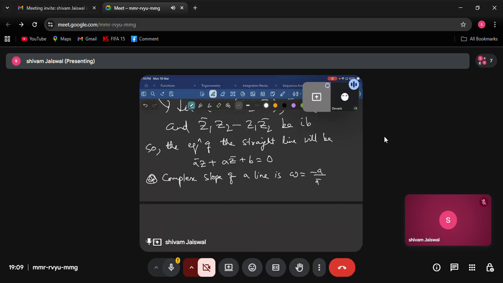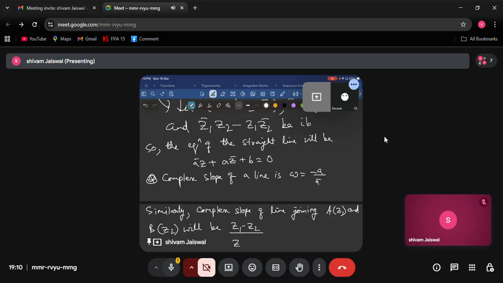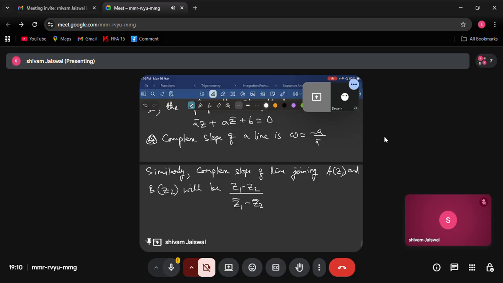Similarly, the complex slope of the line joining z1 and z2 will be z1 minus z2 divided by its conjugate, z1 bar minus z2 bar.